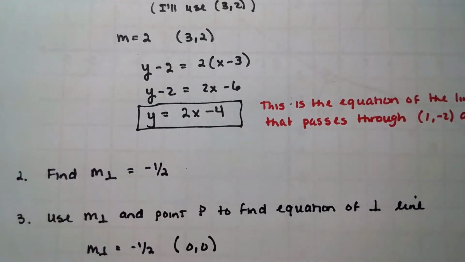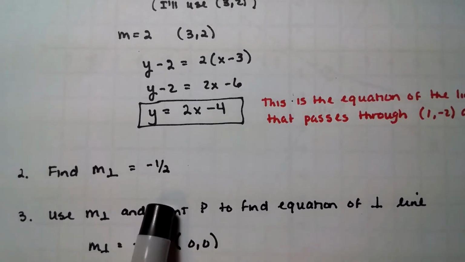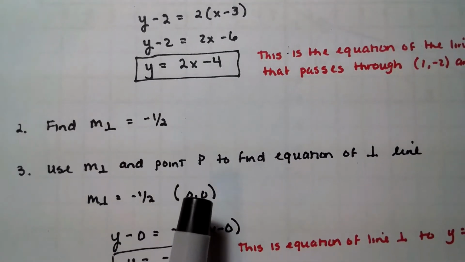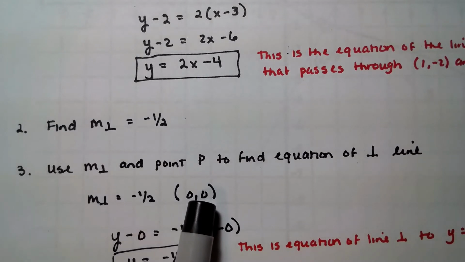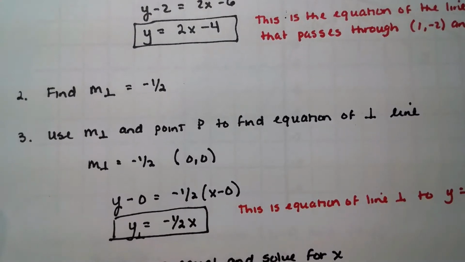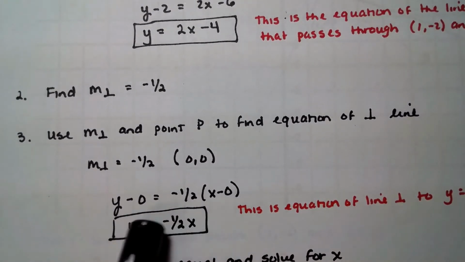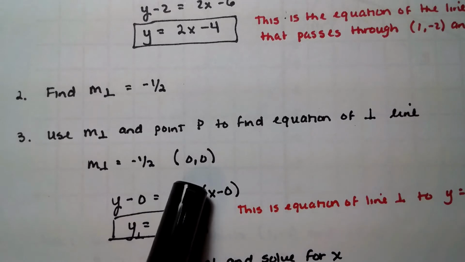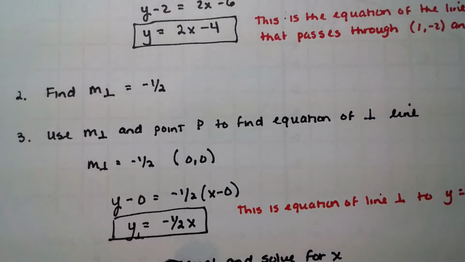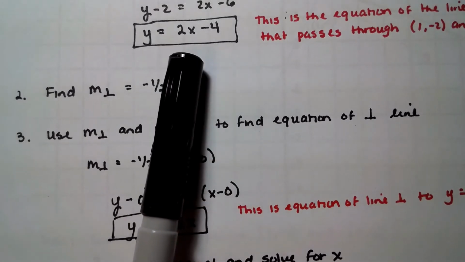Once I have the perpendicular slope, I'm going to use that in conjunction with the point that's not on the line so that I can find the equation of the perpendicular line. Again, you would plug that into the point-slope formula, so I did that here. And this is nice and easy because the coordinates are (0, 0), so it's just y equals negative 1/2 x. So this is the equation of my perpendicular line. This line is perpendicular to this line, okay?